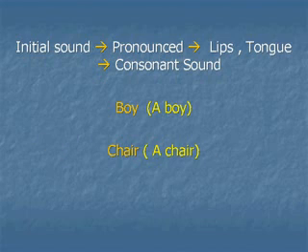Another example is chair. A chair. So the initial sound is ch. So you are not creating this sound ch directly from your throat. You're using your tongue to make this sound ch. Chair. So the initial sound is a consonant sound. That's why we are using a before it.